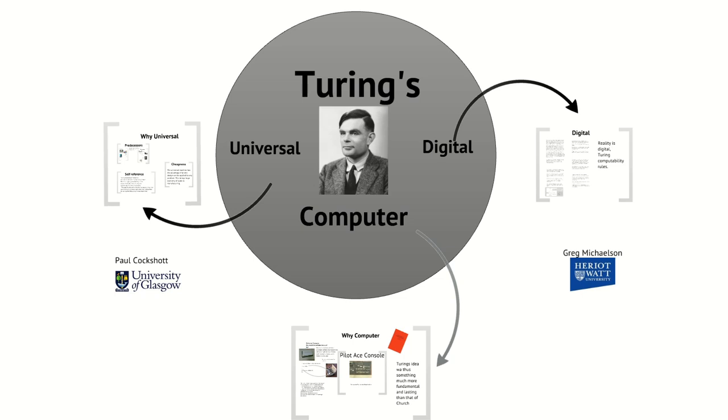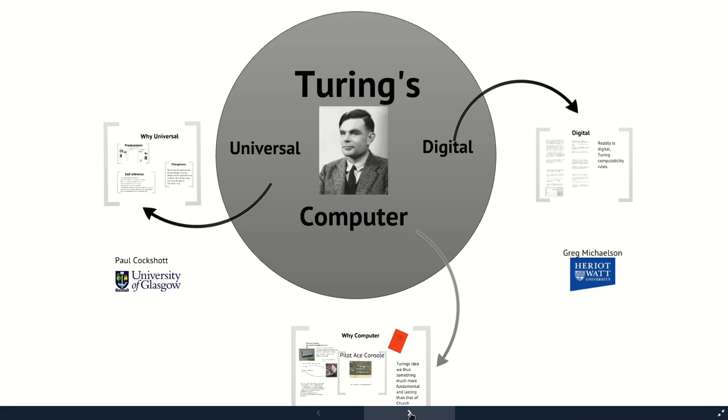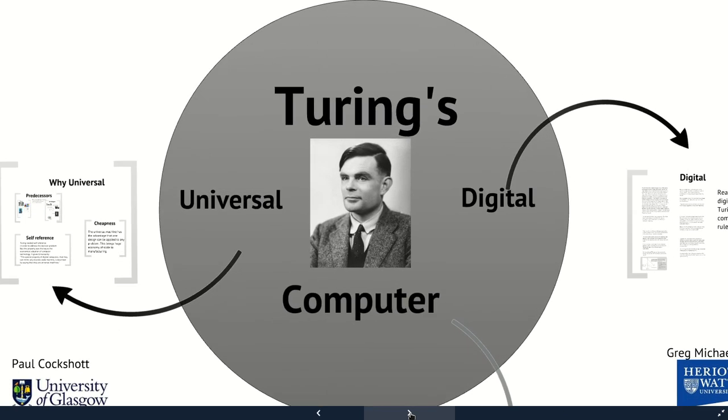This is a talk I originally gave for the Turing Centenary to the British Mathematical Colloquium in Canterbury. It's about Turing's universal digital computer, and it's going to focus on why universality, digitalness, and a computer are the key concepts.